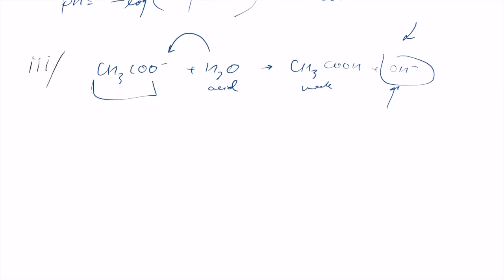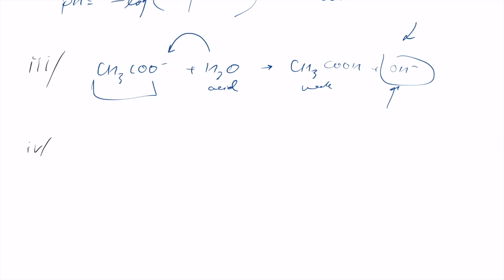So question 4, I can't read Roman numerals. Predict whether the pH of an aqueous solution of ammonium chloride will be greater than, equal to, or less than 7. Okay, so let's think about this.